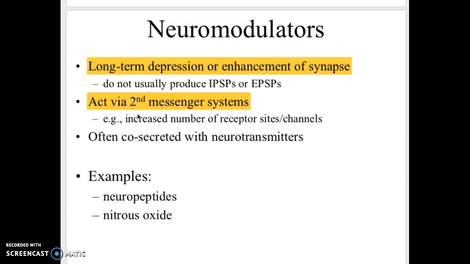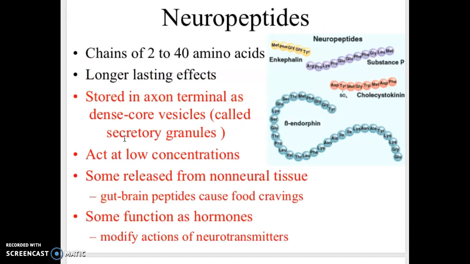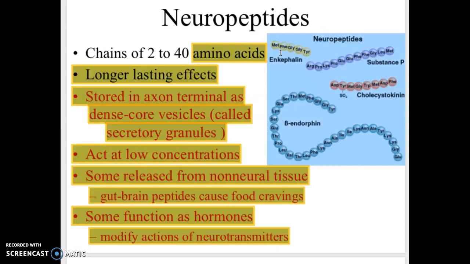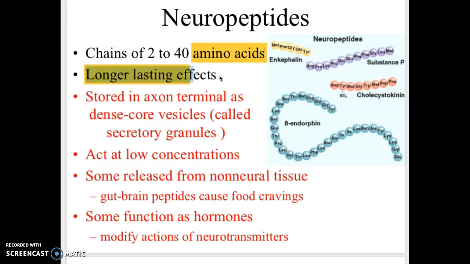So for example, a second messenger could cause an increase in sodium ligand-gated channels. That would, long-term, make the cell easier to depolarize, so it would enhance the synapse. Some examples: neuropeptides and nitric oxide here. Neuropeptides are just chains of amino acids, and they have longer lasting effects. I don't really care that you know all the specific details about these.